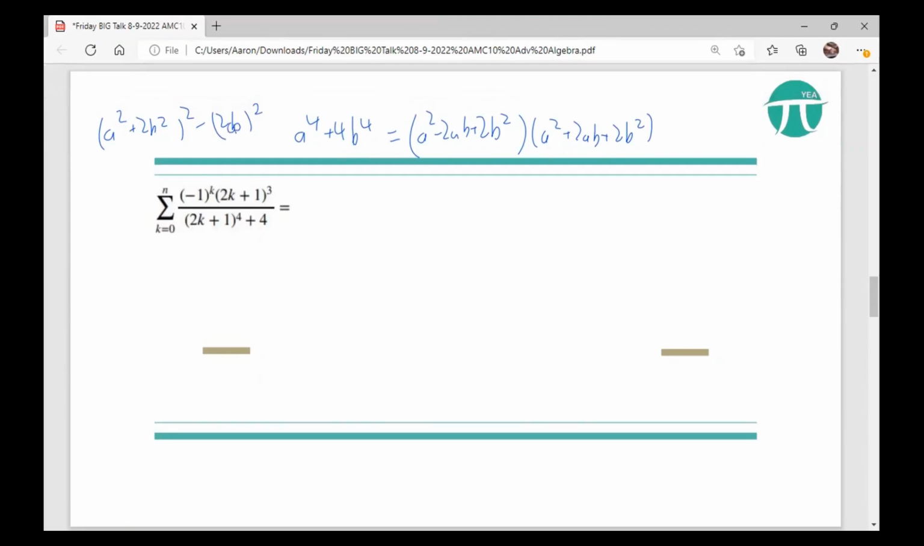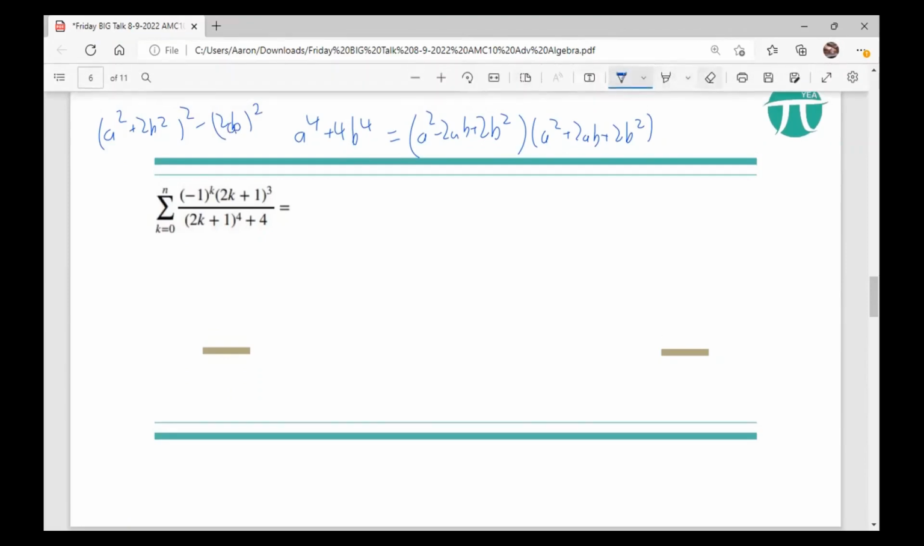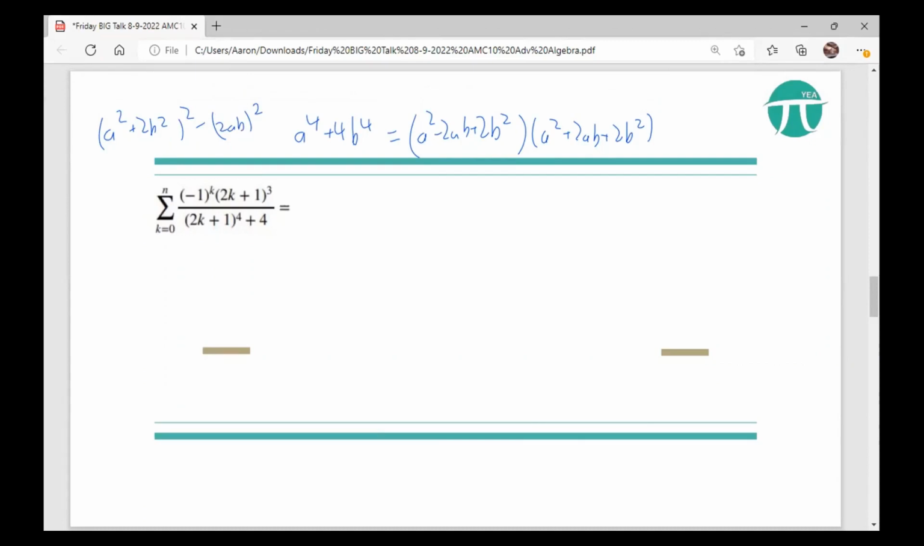Sorry, that should be 2ab squared. And yeah, in the interest of time, I'll start just going through these problems without doing much waiting.